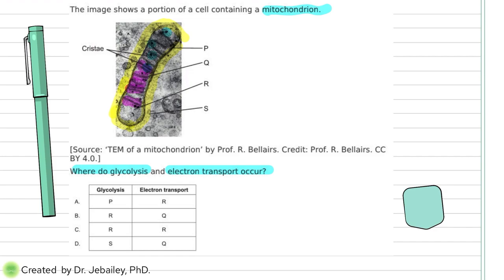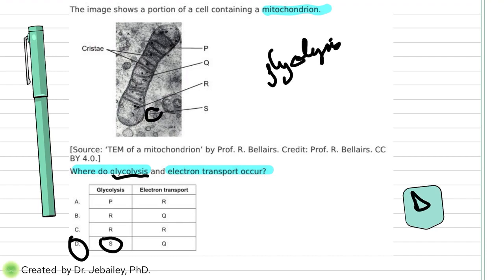Now, they're asking, where does glycolysis happen? Now, glycolysis, let me show you so you can see. Glycolysis usually happens in the cytoplasm. So the only one that you can see that is outside the mitochondrion is this, so it can only be S. Now, is there any S here? Yep. And it already gave you the answer D right there. Remember, glycolysis happens in the cytoplasm.